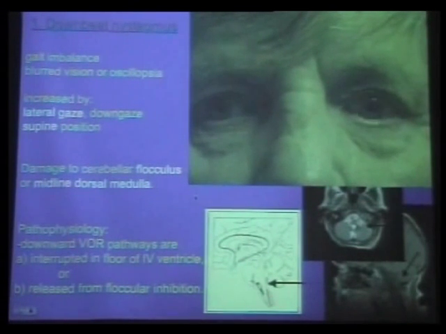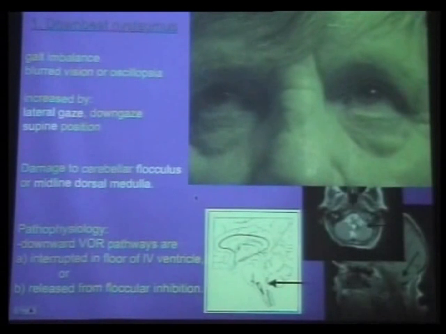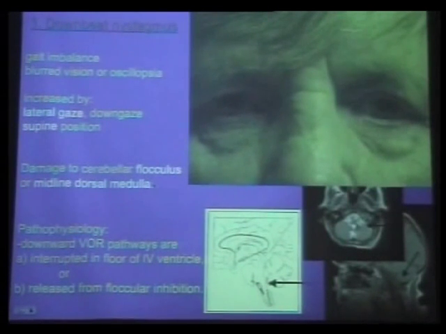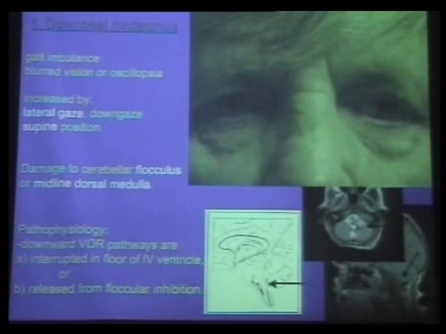It's related to damage to the flocculus or midline dorsal medulla. It's one of the signs of a floccular syndrome. The pathophysiology is related to downward VOR pathways, which are either interrupted if it's a medullary lesion, or else released from floccular inhibition in those patients with lesions in the cerebellum, not the medulla. This patient happened to have a lesion down here at the cervical junction, and you can see it there and there.